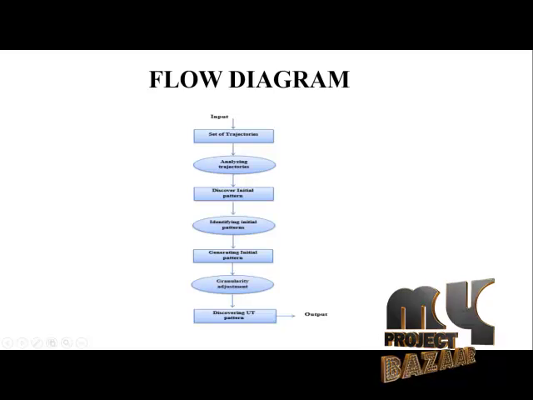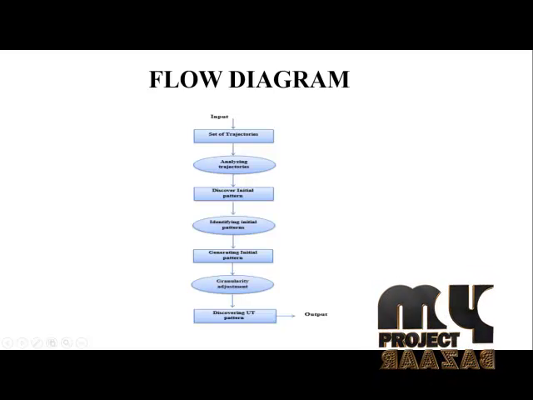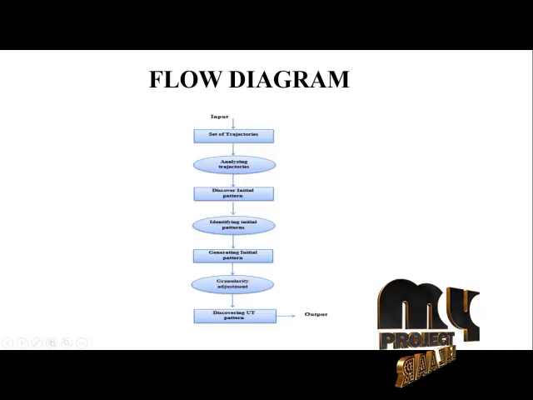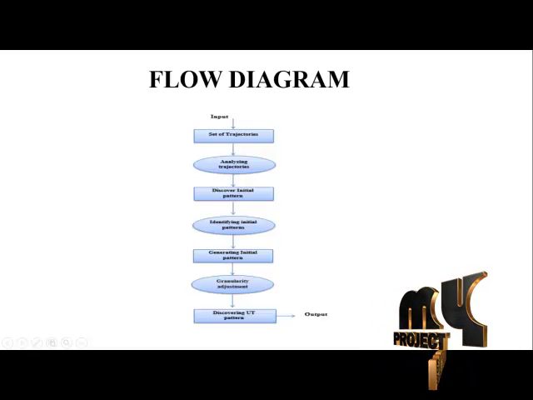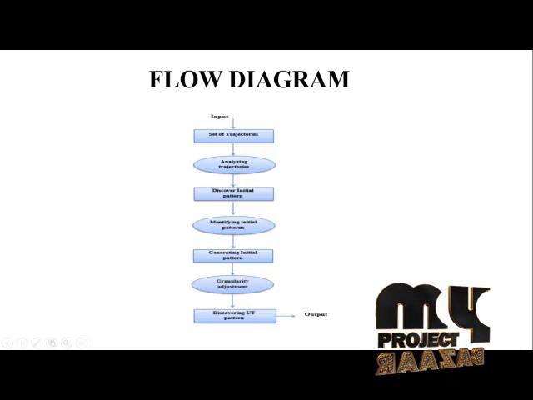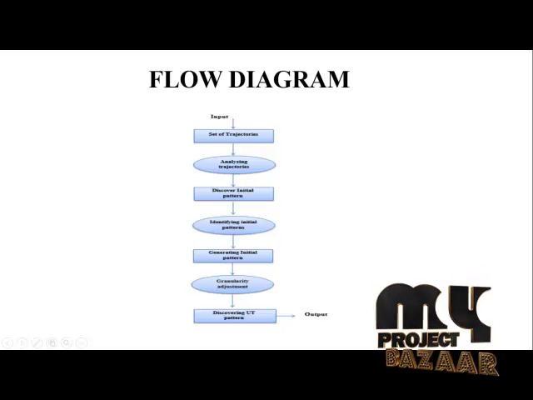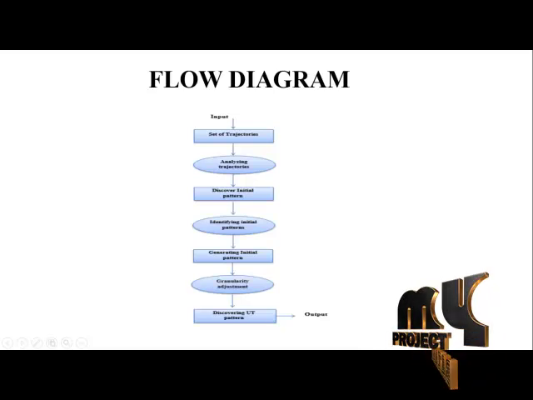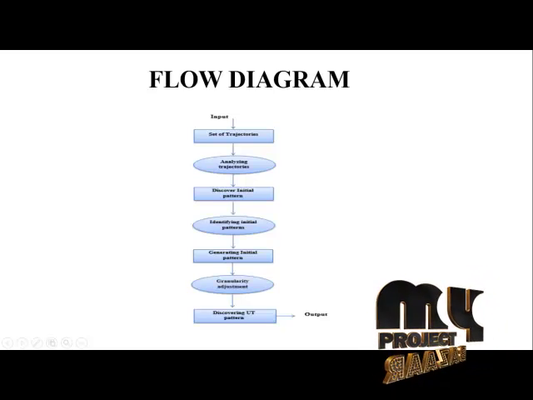First we have to input the data set. We start with the data set of trajectories, and we have to analyze the trajectories. We process the trajectory patterns and discover the initial patterns of that given data set. If they form clusters, then we identify the initial patterns and what is available in them.